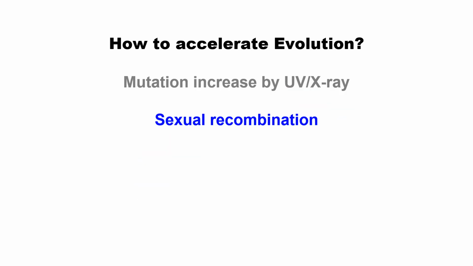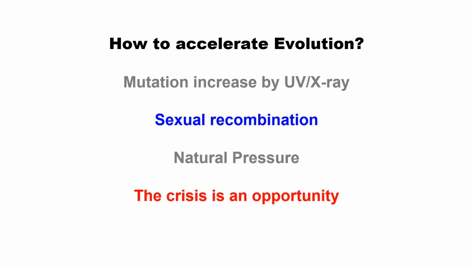Following the diversity generation, the next step is selection. If there is severe natural pressure for surviving, then it can accelerate the selection process. Eventually, it can accelerate the evolution. That's why a crisis is an opportunity for dominance.